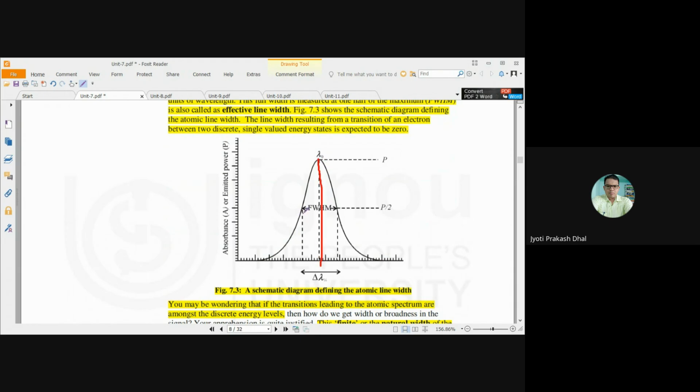Now the width will be discussed at half of the height, that is called FWHM, full width at half maximum. So you have to consider the line width at half of the height of the lambda max peak. So this is the lambda max peak and its height is this much, and at the position of half of the height, the width of the signal is considered as the effective line width.